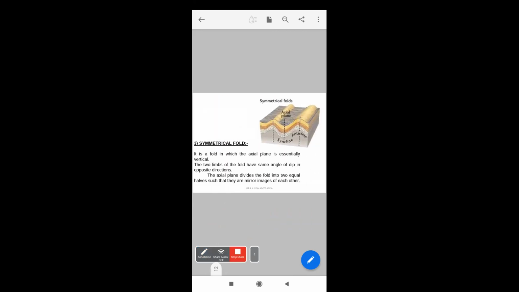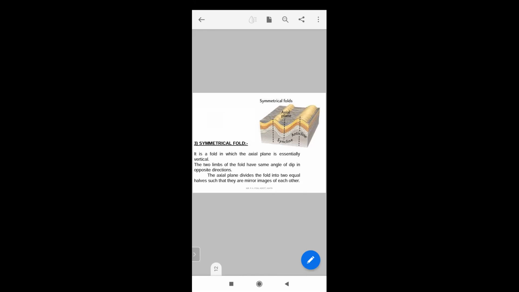Now the third type of fold is the symmetrical fold. Symmetrical, as the name indicates, means similar, symmetry. Symmetrical म्हणजे काय, सिमिलर असणार आहे, सिमिलॅरिटी. आता सिमिलॅरिटी कशामध्ये येईल, यामध्ये सिमिलॅरिटी कशामध्ये येईल, in this fold the axial plane is essentially vertical.